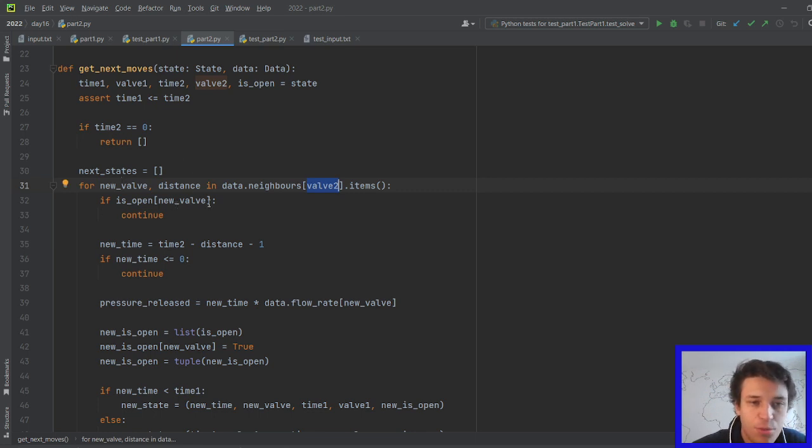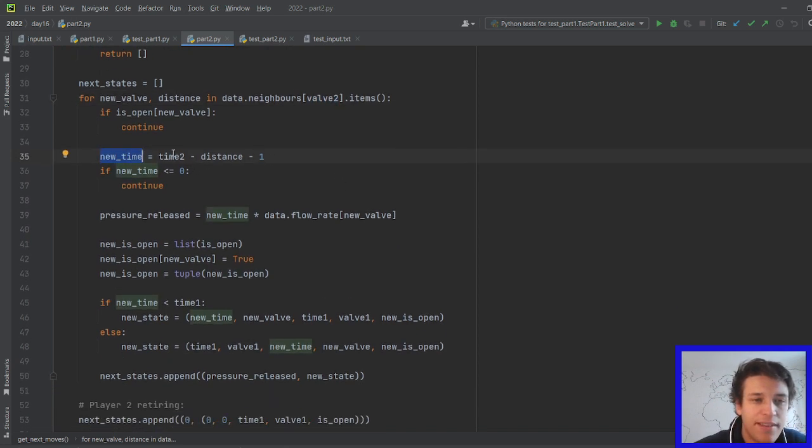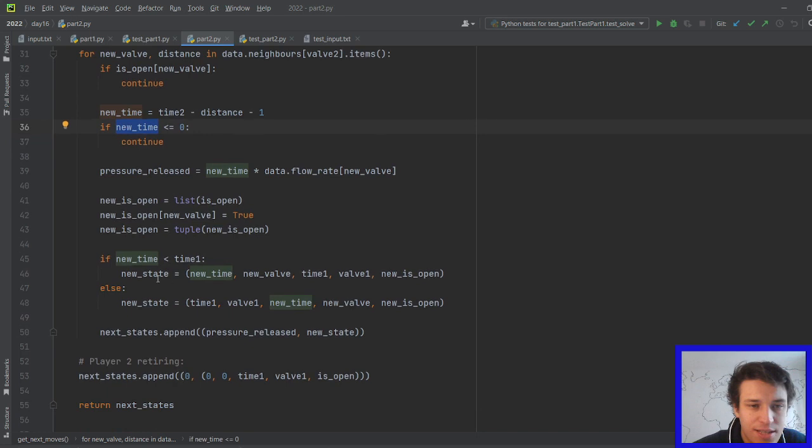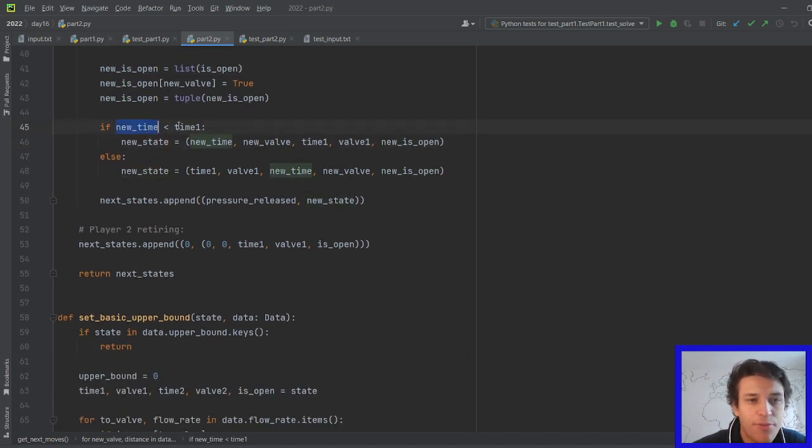If it's already open, there's no point going to the valve, so we continue. Otherwise, we again calculate the remaining time as the remaining time before, minus the time it takes us to get to the valve, minus the time it takes us to open the valve. If that's 0 or less, there's no point going. Then we calculate the pressure we will release by going there. It will be the new time that's left times the flow rate. We again set the new set of open valves, and this time we have to distinguish if the new time is smaller than the time. We need to add the new time and the new valve at the first position, and otherwise we'll add it at the second position.